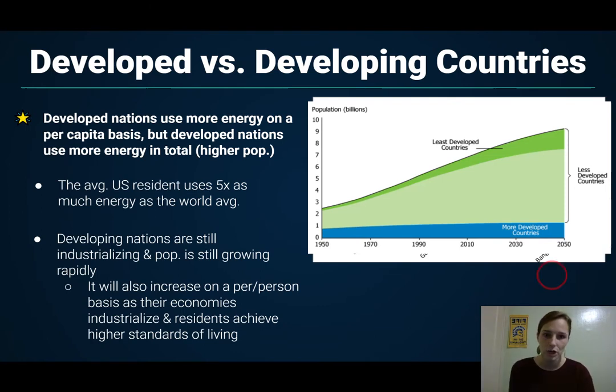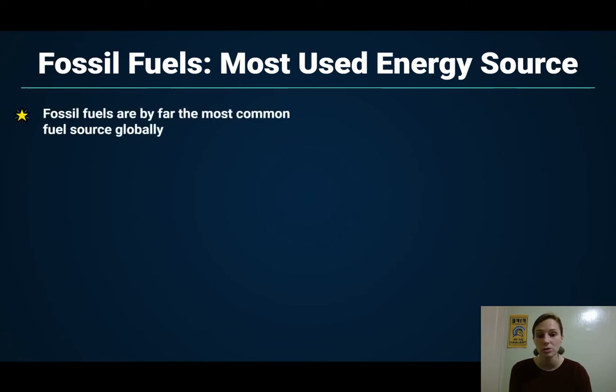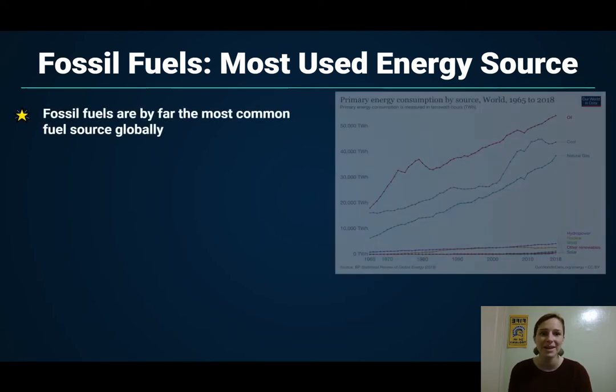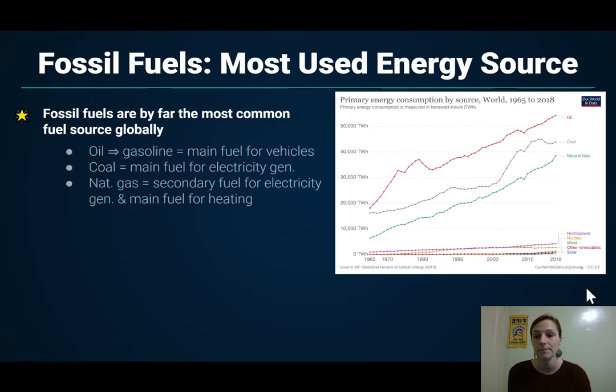So we need to be aware of where this global energy consumption is currently at, but where it is going in the future. We're going to start with talking about fossil fuels because globally they're by far the most used energy source. If we look at this diagram here, we've got oil, coal, and natural gas, which are the 3 that are lumped under fossil fuels. And then down here on the bottom, we've got all the others like hydropower from dams, nuclear, wind, solar, things like that. And you can see that clearly globally, fossil fuels are very much being used the most.